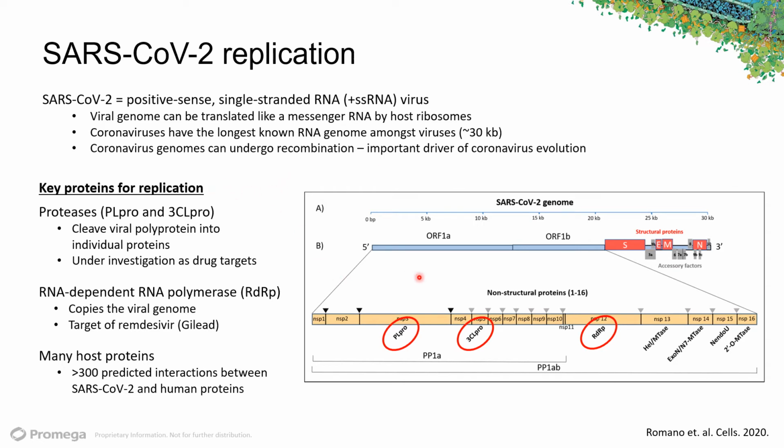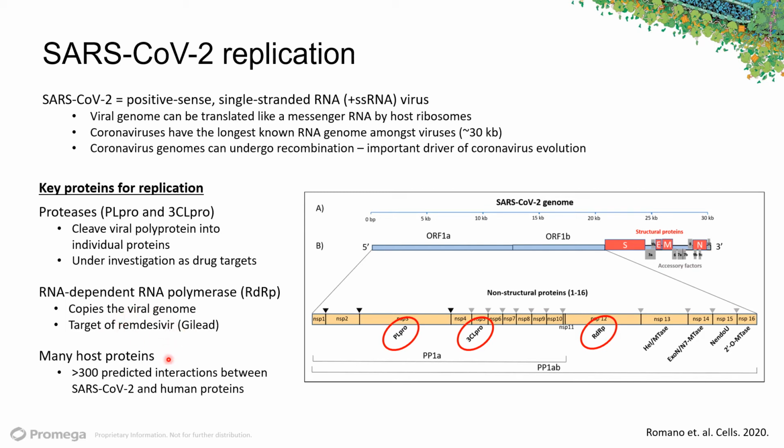And so just to highlight here, again, the schematic showing the genome of the virus, and then the long polyprotein that's made off of this genome. There are some key proteins for the replication process highlighted here, starting with two different proteases, PL-Pro and 3CL-Pro, which are involved in cleaving this viral polyprotein up into the individual viral proteins. And these are under investigation now as potential drug targets. Another important enzyme in the replication process is this RNA-dependent RNA polymerase, which is the enzyme that copies the viral genome or creates more copies of the viral RNA genome. It's also a target for antivirals, including remdesivir, which has been approved.